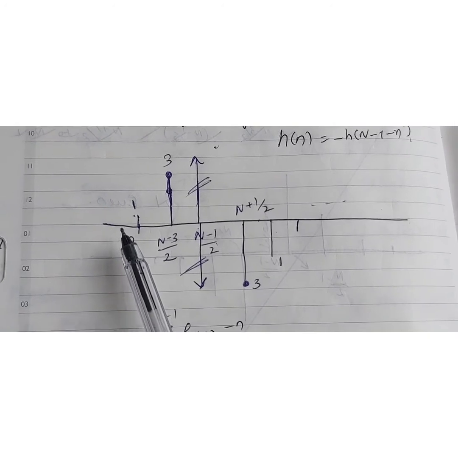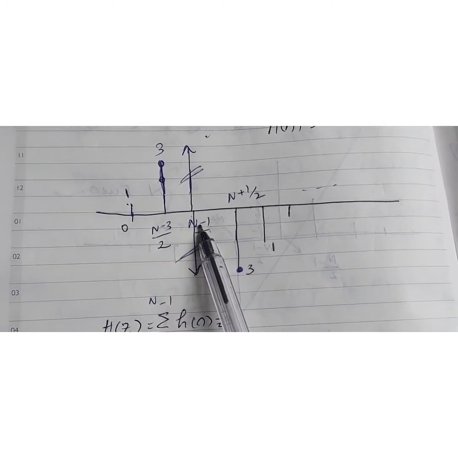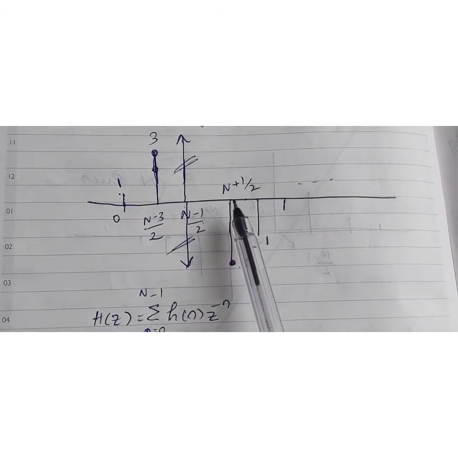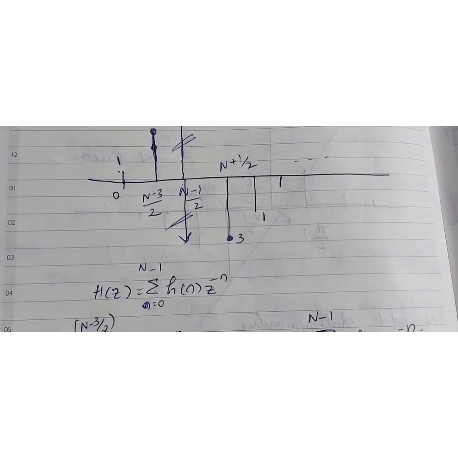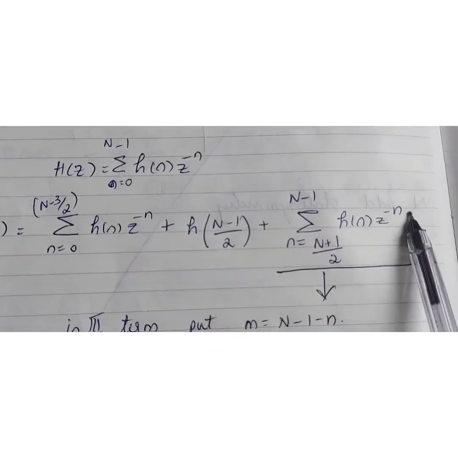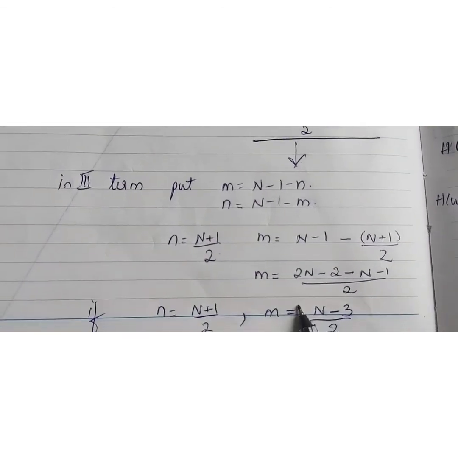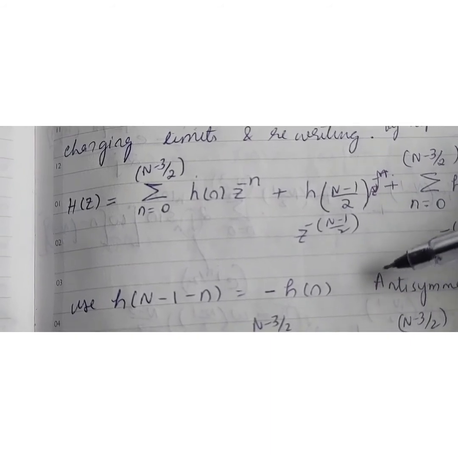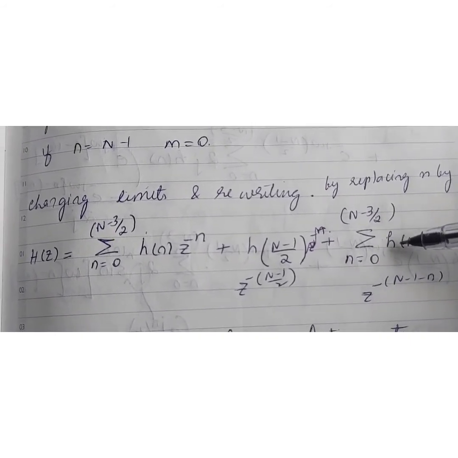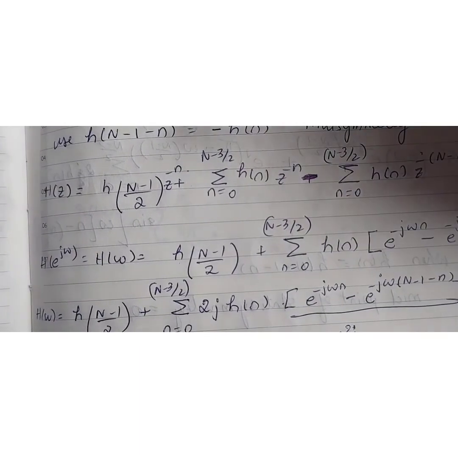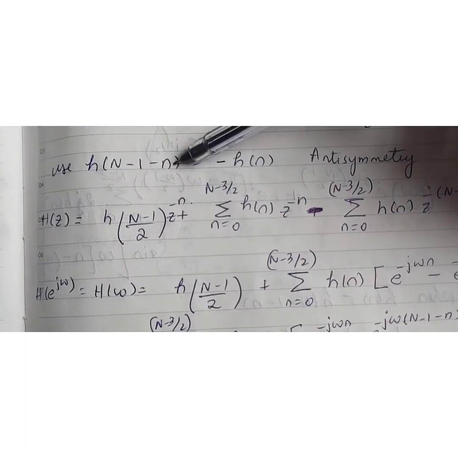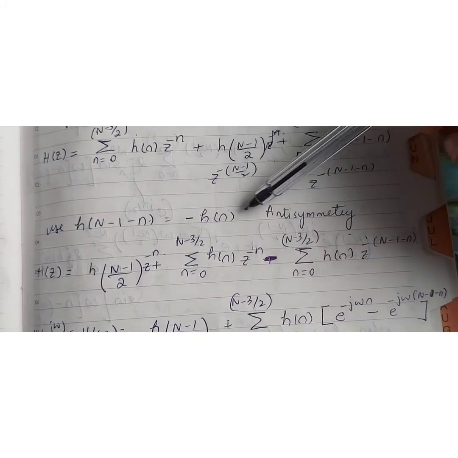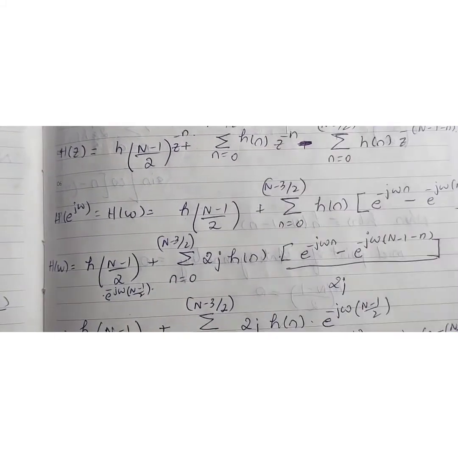So as usual, you substitute the limits from 0 to n minus 3 by 2. This term also you write as 0, h of n minus 1 by 2 which is 0, and n plus 1 by 2 to n minus 1. So you change the limits in such a fashion, replace m with n, and accordingly you change your limits of summation of this third term. You try to obtain this by changing the limits and rewriting. This is what you get. Then you substitute your condition, that is h of n minus 1 minus n equal to minus h of n in the third term. So all the limits will be changed to 0 to n minus 3 by 2. Then you will be getting these equations.